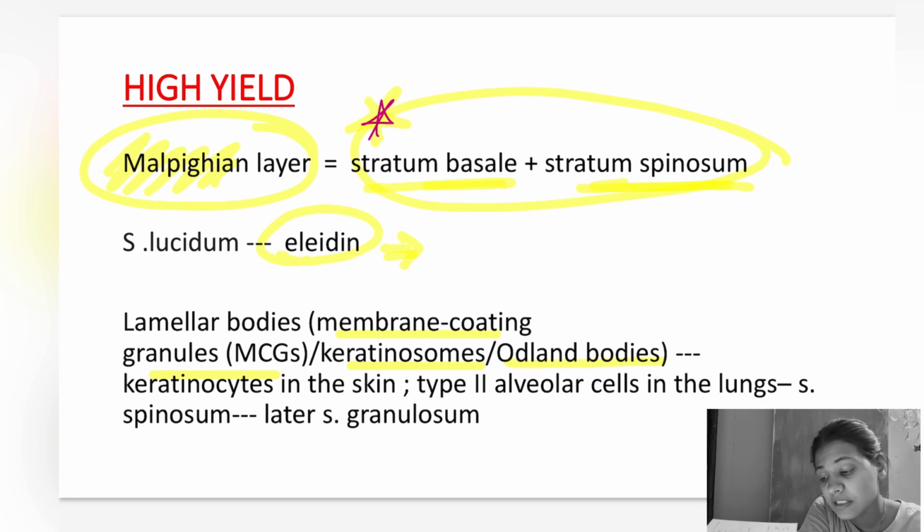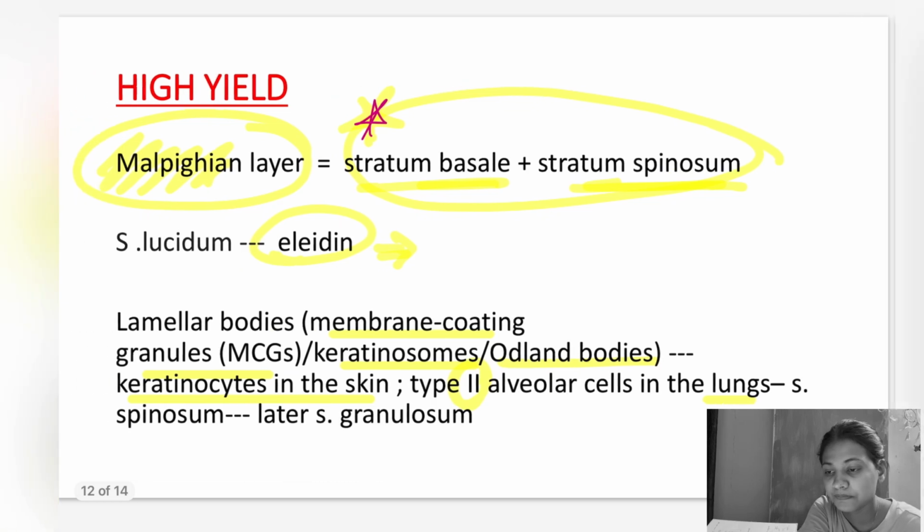Again, the last one is lamellar bodies, also known as membrane coating granules, keratinosomes, Odland bodies. They are usually seen in the keratinocytes in skin, and also there is one more place where you see this, which is type 2 alveolar cells in the lung. They are seen initially in stratum spinosum and they go over to stratum granulosum.